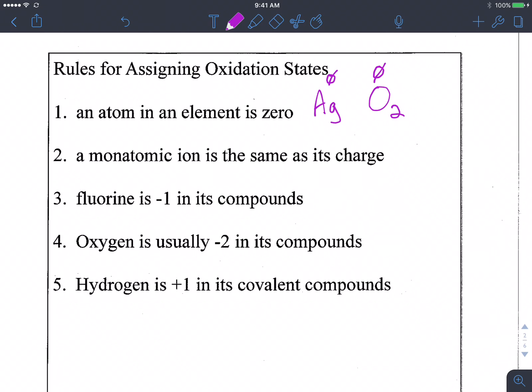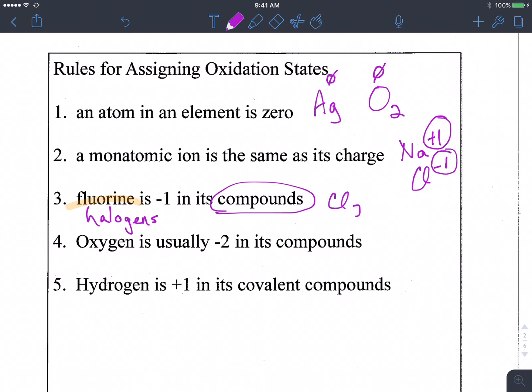Monatomic ions are the same as their charges. So what if we have Na+ in a reaction? If we have Na+ in a reaction, it's already telling us its oxidation state. Whatever its charge is, that's its oxidation state. What if we have Cl-? Whatever its charge is, that's its oxidation state. So far, so good. Now, some specific examples. Fluorine is -1 in its compounds. You might as well say that all halogens are -1 because, for the most part, they follow that rule, but only when they're in compounds. If, for instance, it's Cl2, then its oxidation state is zero.